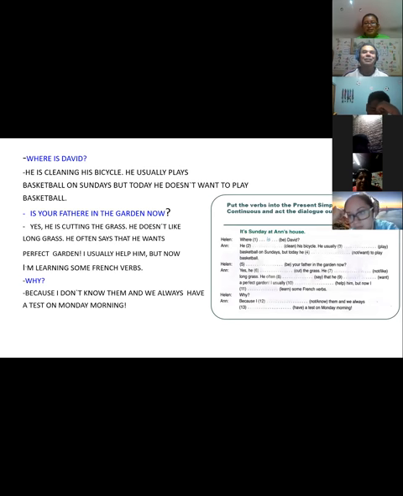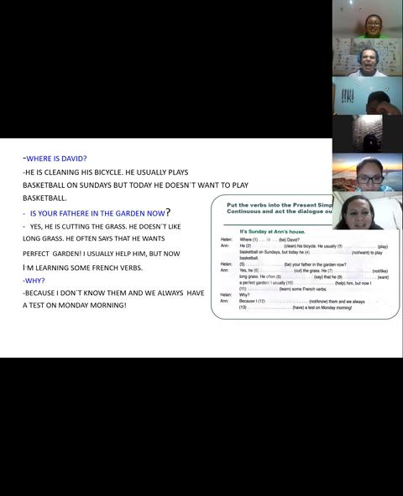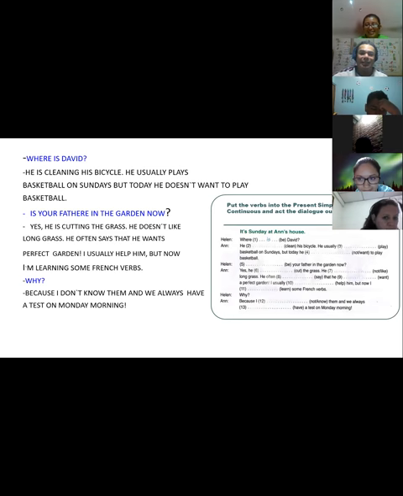He's cleaning his bicycle. He usually plays basketball on Sunday, but today he doesn't. He doesn't want to play basketball. Is your father in the garden now? Garden now. Yes, he is cutting the grass. Cutting, no. Cutting. Yes, he is cutting the grass. Vaya, espérame. Yes, he's cutting the grass.